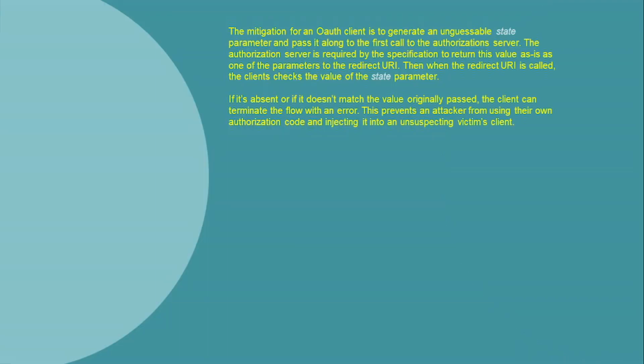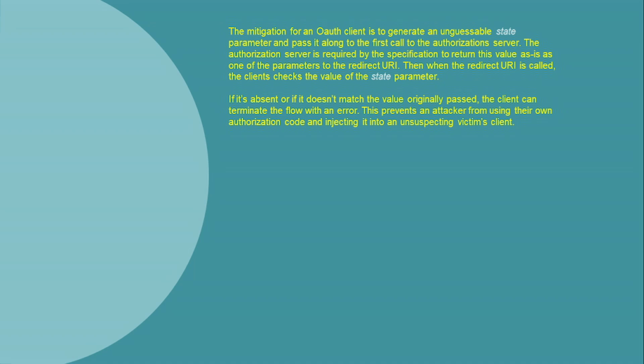So the mitigation for an OAuth client here, as I mentioned, is to generate an unguessable state parameter and pass it along in the first call to the authorization server. The authorization server is required by the specification to return this value as is, as one of the parameters to the redirect URI. Then when the redirect URI is called, the client checks the value of the state parameter, right? So that's the help of the state parameter. The client first sends it in the request to the PingFederate authorization server. That server does the authentication of the user, generates an authorization code, and sends it back to the callback address, or the redirect URI, of the application.